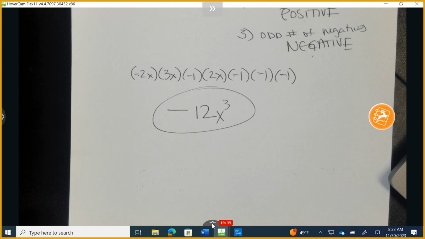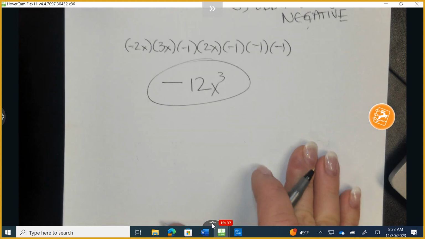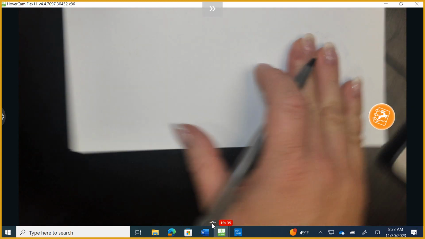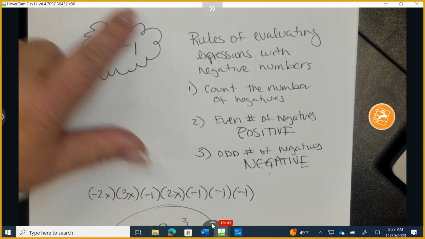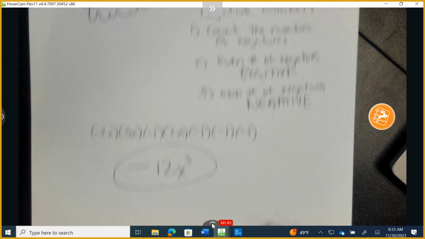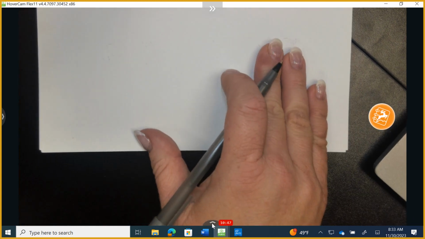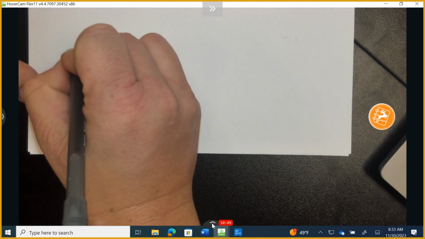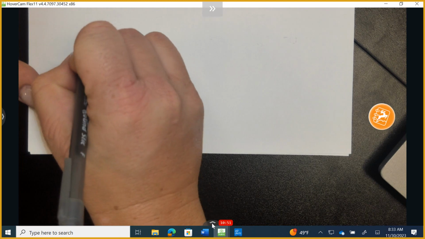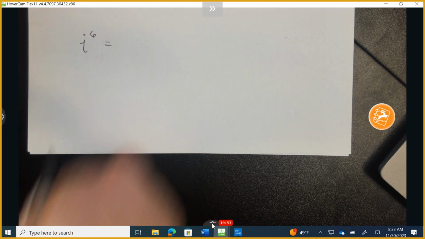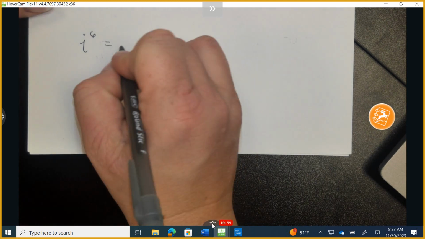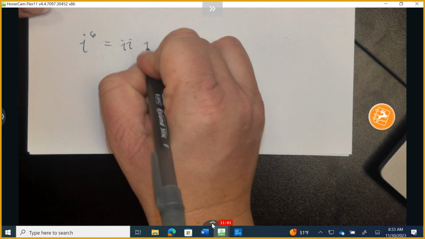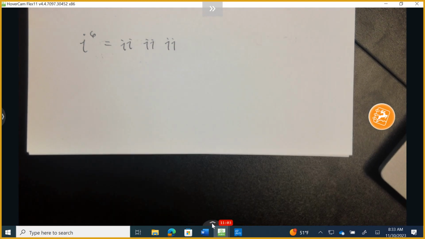Let's apply that same basic concept to i's. Remember, i's come in groups of 2. This must be done on your paper. I's are always going to congregate in groups of 2. So if I write down i to the 6th power, I'm going to start by doing this the long way. I'm going to write down 6 i's, but as I write them down, I'm already going to group them into groups of 2. 2, 4, 6.